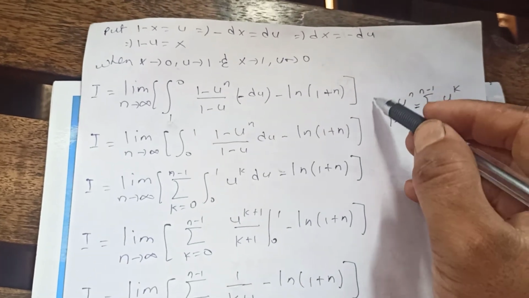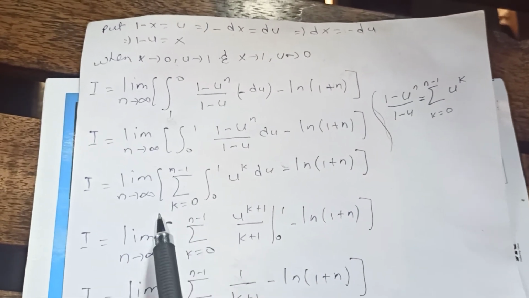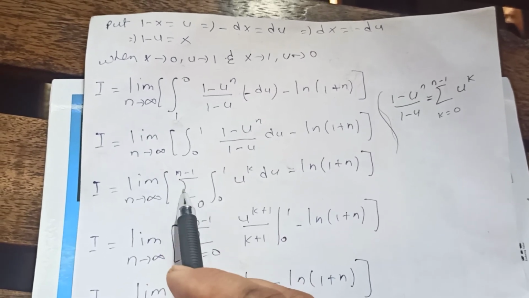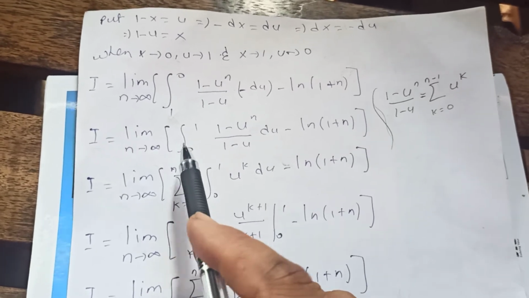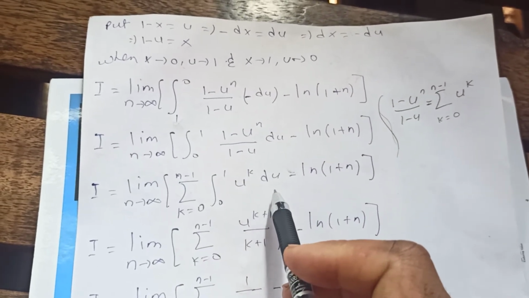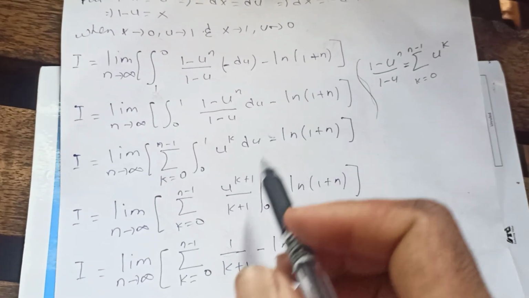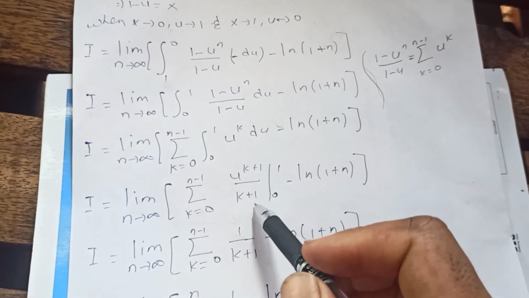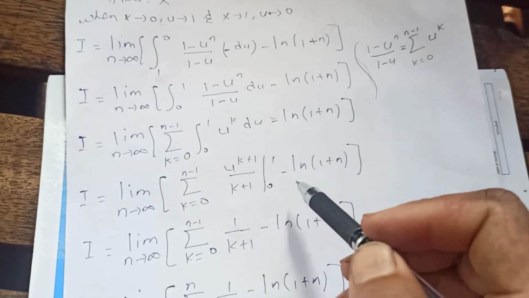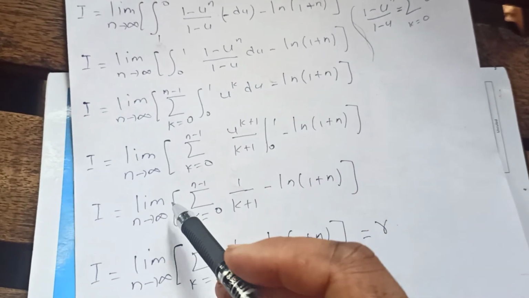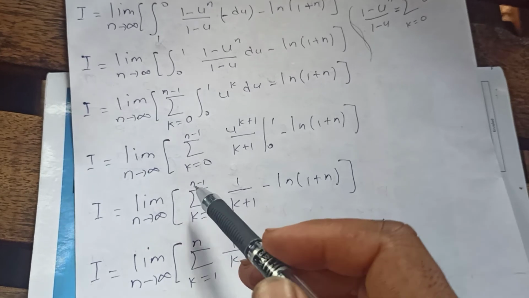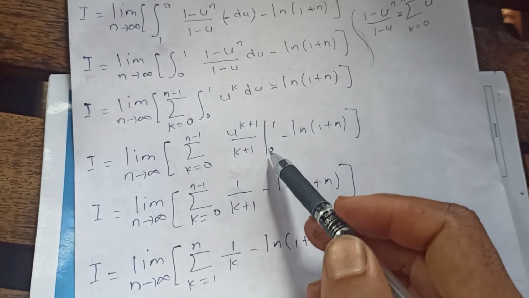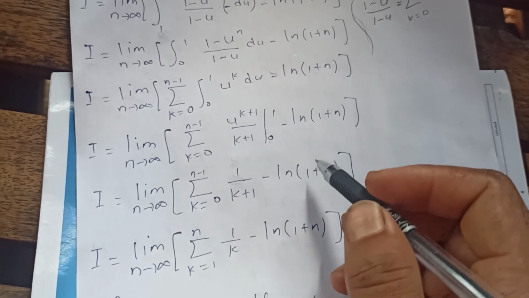Applying this, you get the limit as n tends to infinity of the sum from k = 0 to n-1, interchanging the summation and the integration, of the integral from 0 to 1 of u^k du, minus log(1+n). The integration of u^k is u^(k+1)/(k+1) from 0 to 1. So 1 to any power is just 1, giving 1/(k+1), and at 0 it is just 0, minus log(1+n).